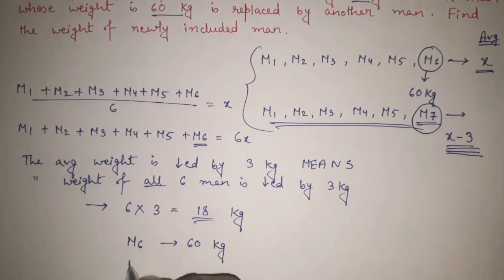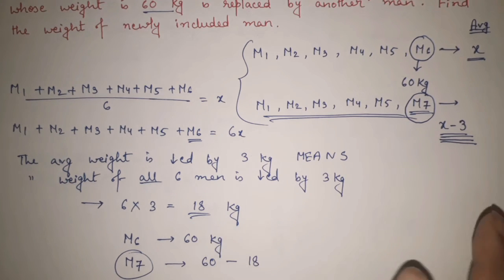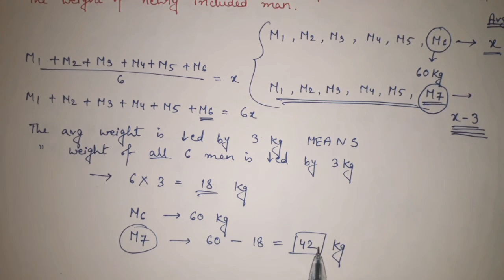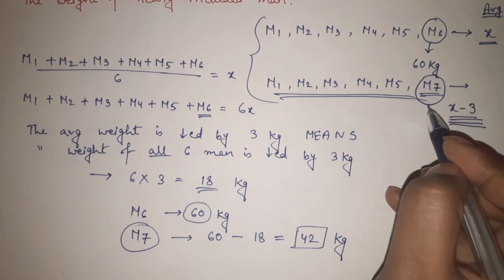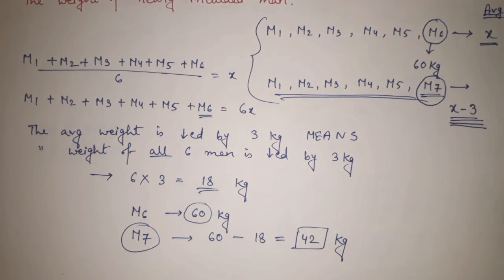But then that means what? The new man M7 who has been added, his weight is what? 60 minus 18. That's why the average is decreasing, and that's why the whole weight is decreasing by 18 kg. So 60 minus 18 is equal to 42 kg. So this must have been the weight of the newly added man. That means the man who was replaced, that is M6, his weight was 60 kg, but this new man who is added must be 18 kg less, that is 42 kg, and that is why overall the average is reducing by 3 kgs.